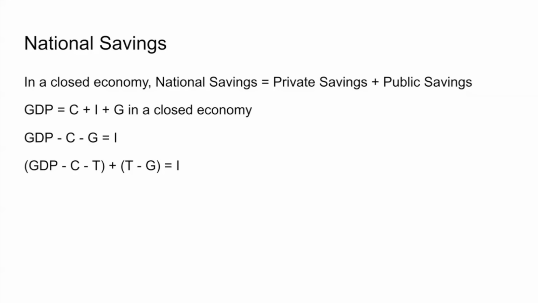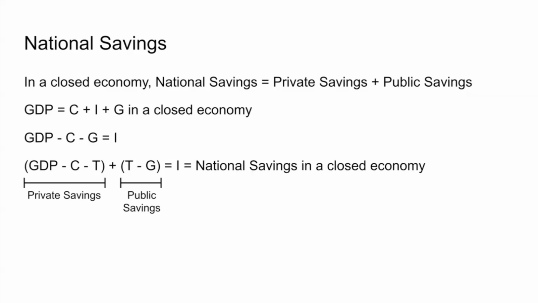And notice now that GDP minus C minus T, which is total income minus consumer expenditures minus how much people have to pay in taxes, is equal to private savings. And T, which is the amount of tax money the government collects, minus G, which is how much it spends, is equal to public savings. We know that private plus public savings equals national savings. So what this tells us is in a closed economy, gross investment is equal to national savings.